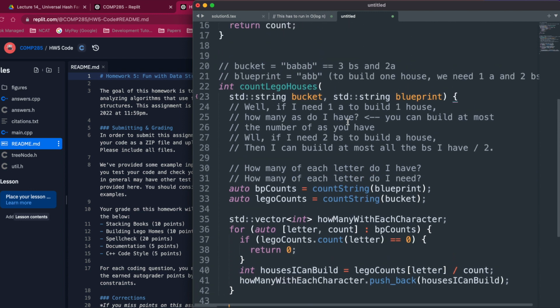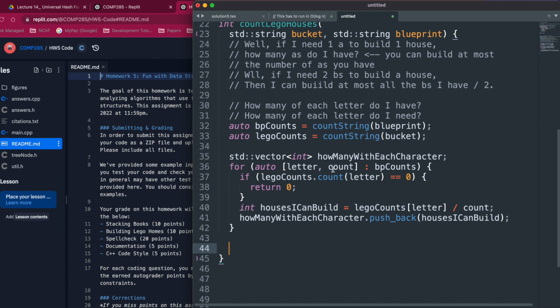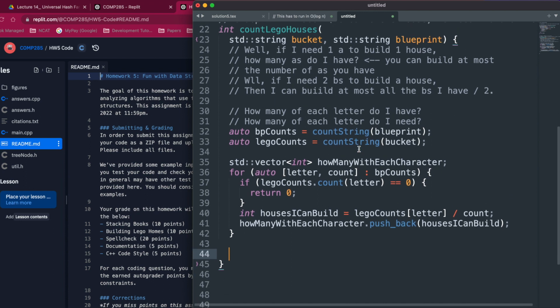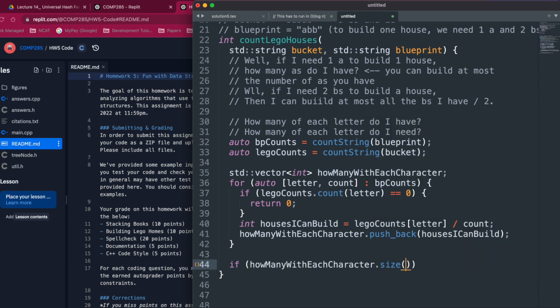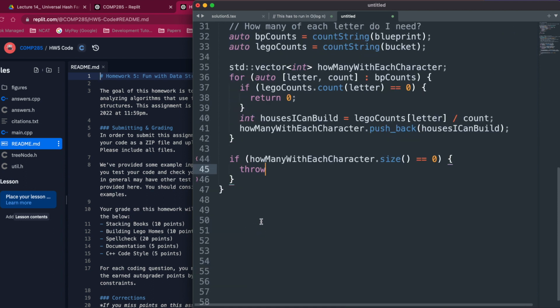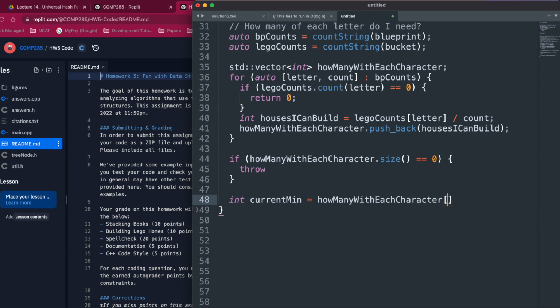One thing we do want to keep in mind here is it is possible that we're given an empty BP counts. So I believe you're supposed to handle that somewhere. I encourage you to read the instructions, but what I'll do here first is handle it. I'll check the size: if it's equal to 0, so this is empty, I think this is supposed to be, I throw something. I forget exactly what. But then I can set the current min to be how many houses can I build?